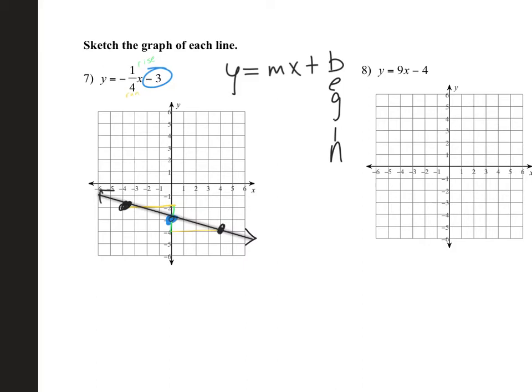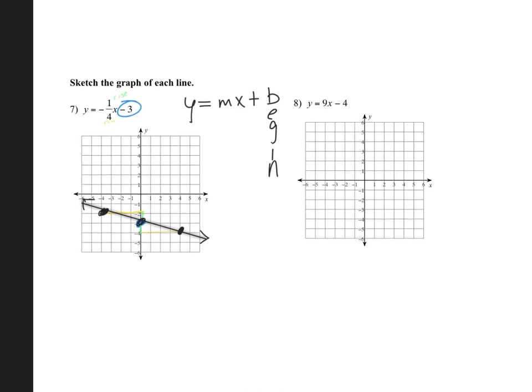So again, on your retake, the biggest thing is just making sure that I can see where these coordinates are. That's the big thing. Okay, number 8, I'm going to do exactly the same thing. I'm going to start with b, my beginning point, which is right there at -4.